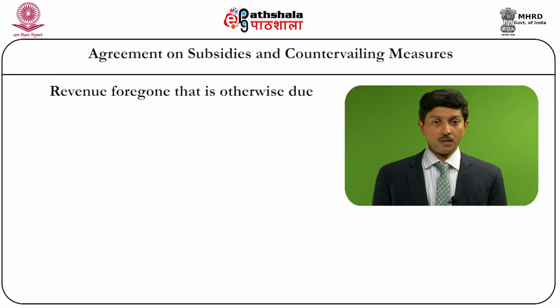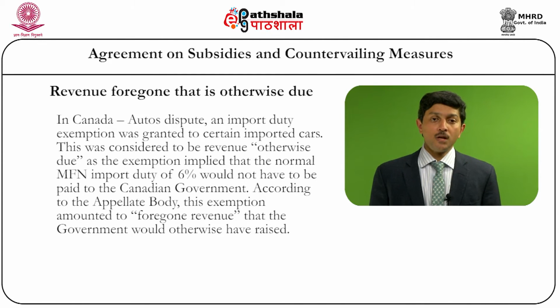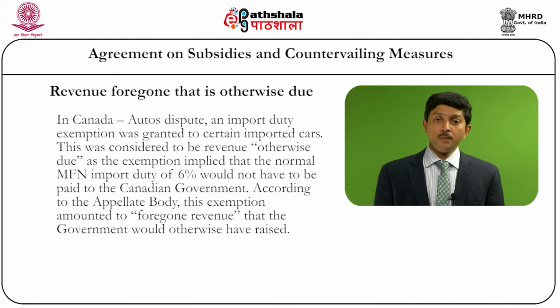In Canada Autos, a dispute that came to the WTO almost a decade ago, an import duty exemption was granted to certain imported cars. This was considered to be revenue otherwise due, as the exemption implied that the normal MFN import duty of 6% would otherwise have been paid to the Canadian government. According to the Appellate Body in this dispute, this exemption amounted to revenue foregone that the Canadian government should have or would have collected.